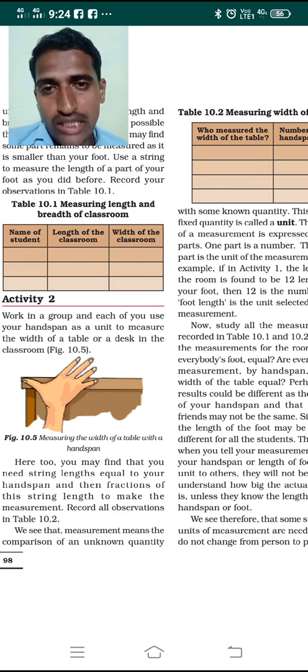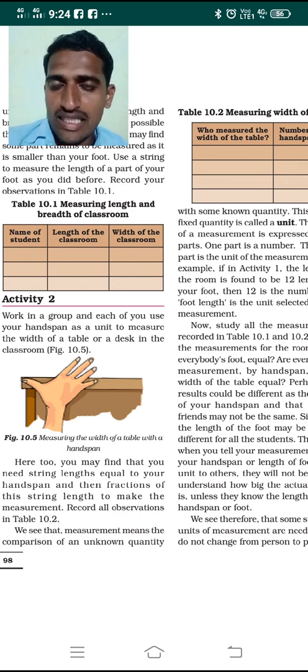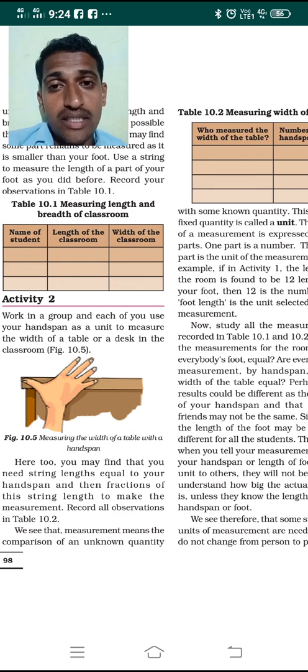At that time what you need to do is take a string to measure the length which is left after measuring with your hand span. The string length should be equal to your hand span.